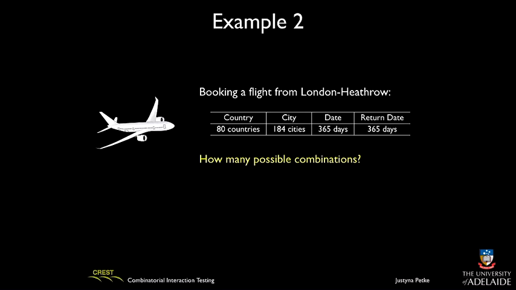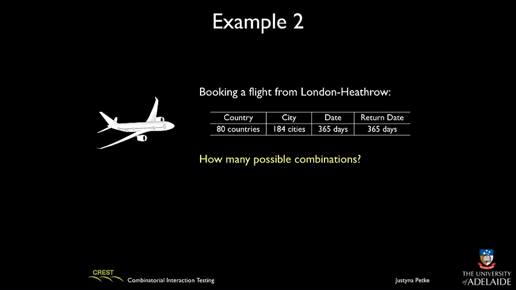Now, if we make this a little bit more realistic and just say, here we want to go from London to, well, almost anywhere in the world on any day of the year, we end up having lots and lots more combinations. Any idea how many combinations this could be?